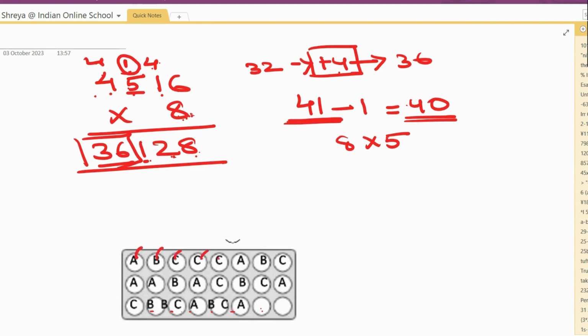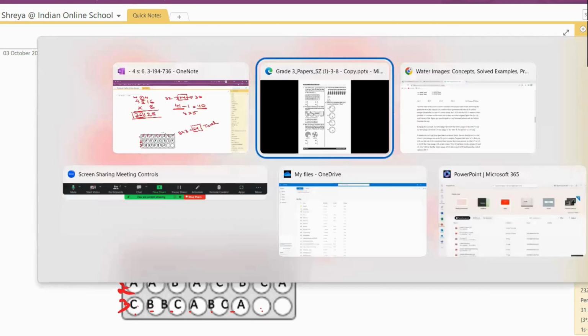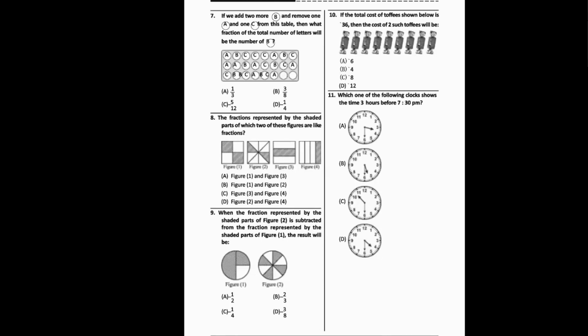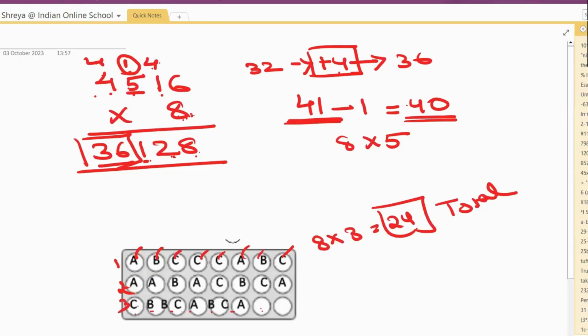1, 2, 3, 4, 5, 6, 7, 8, and 3 such lines. So 8 into 3, 24 alphabets are here in total. Out of these 24, you don't have to bother about A and C, because the question says in place of 1 A and 1 C, 2 B's are introduced. So whatever the total number of B's there are, just add 2 more to them.